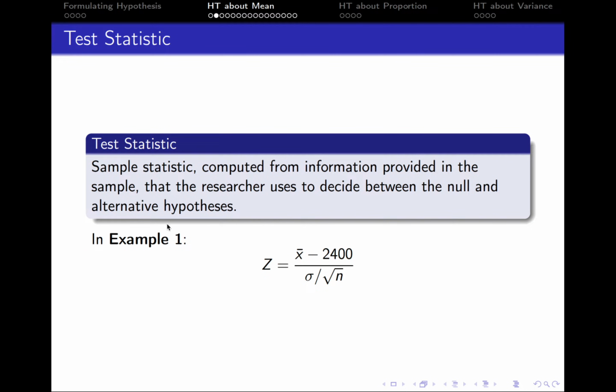And for example, if we go back to the first example, to calculate the z-score for that example, we will need to know the population mean, the sample mean, 2400, this is the value of the mean from the null hypothesis, and we will also need to know sigma and the square root of n.